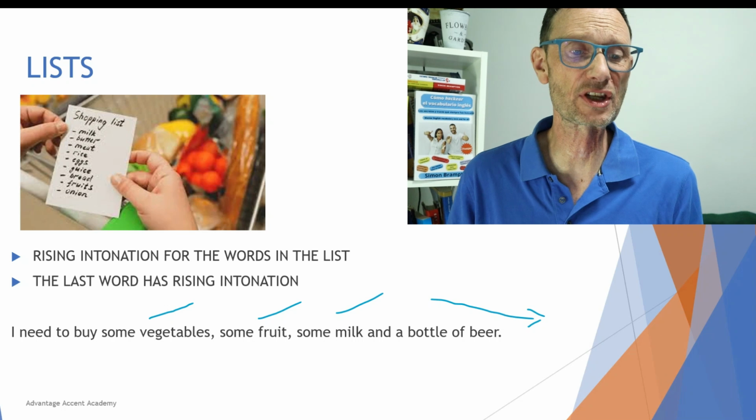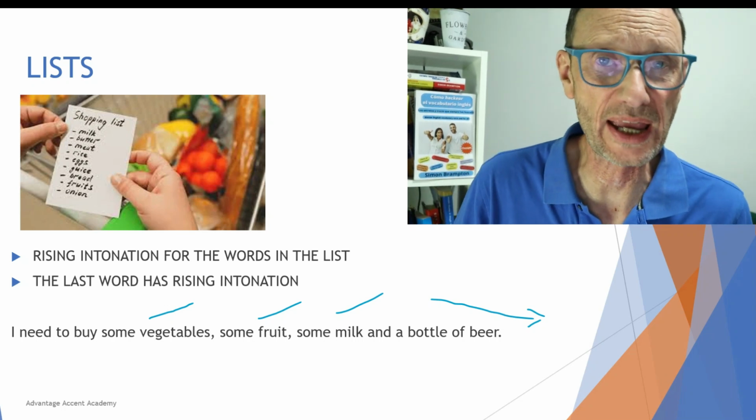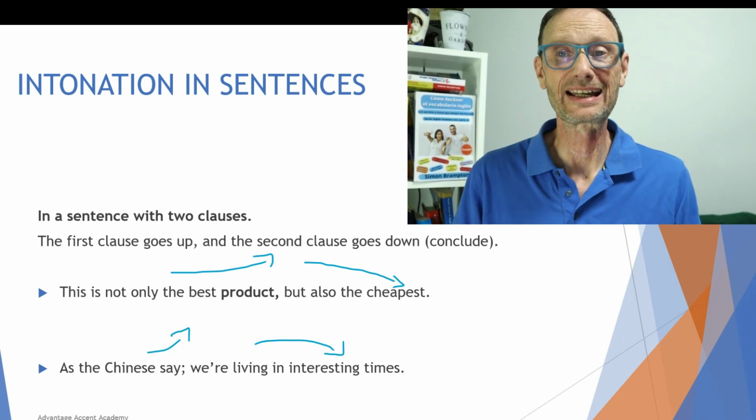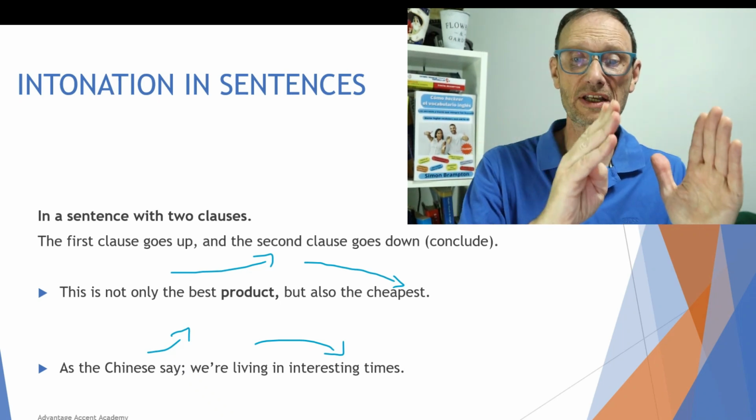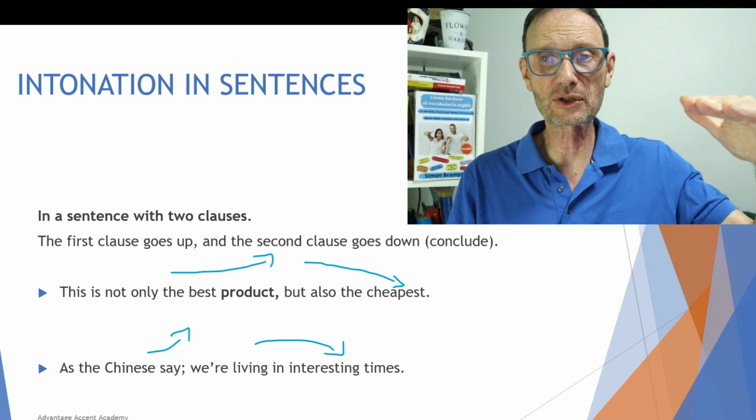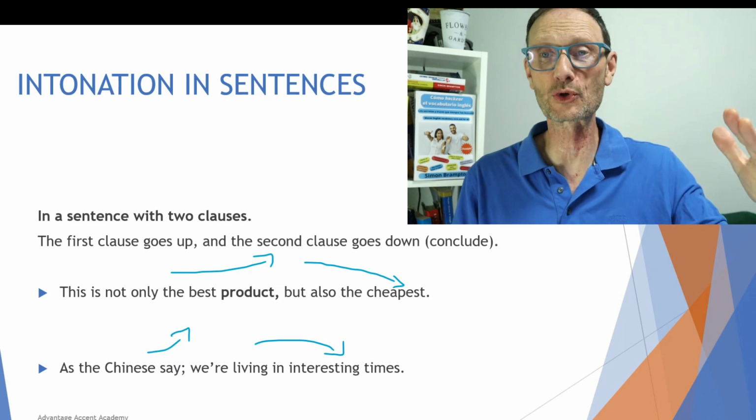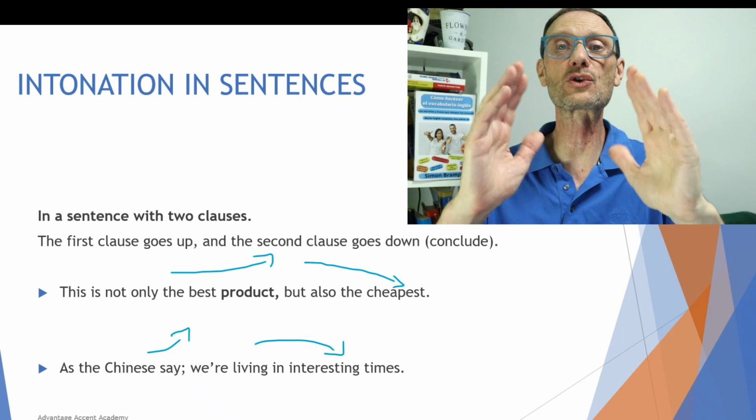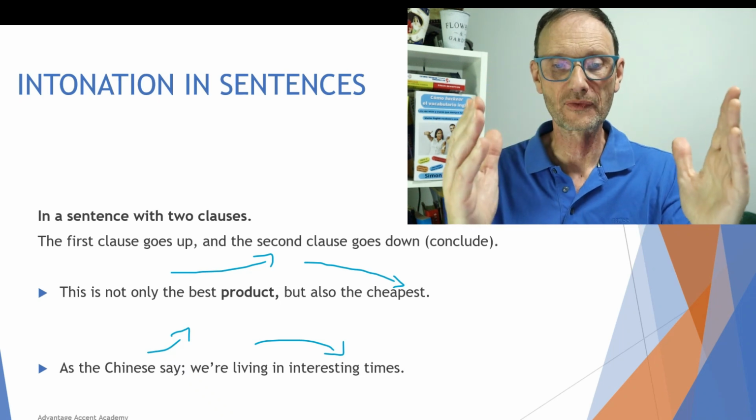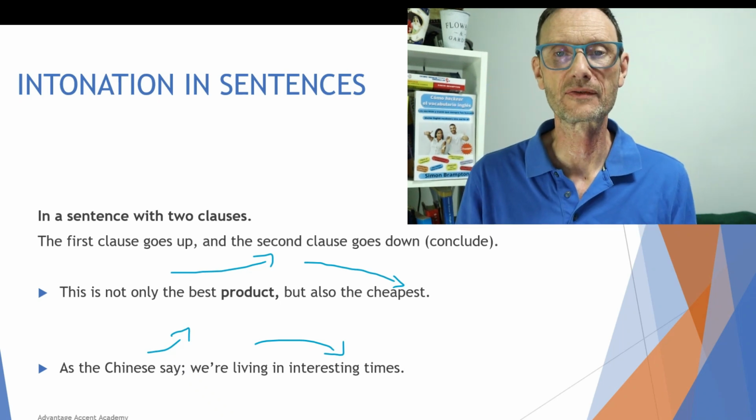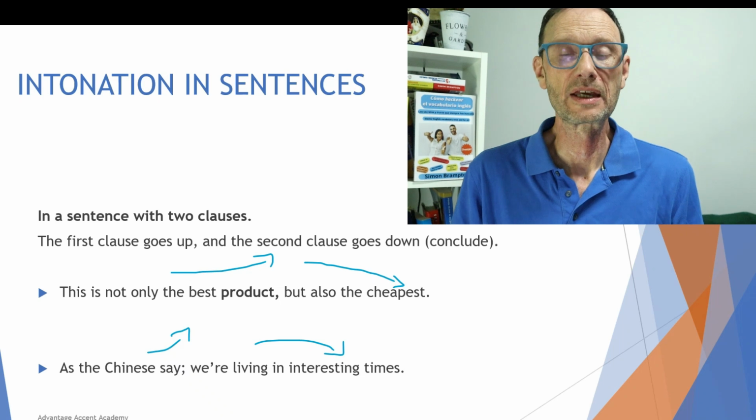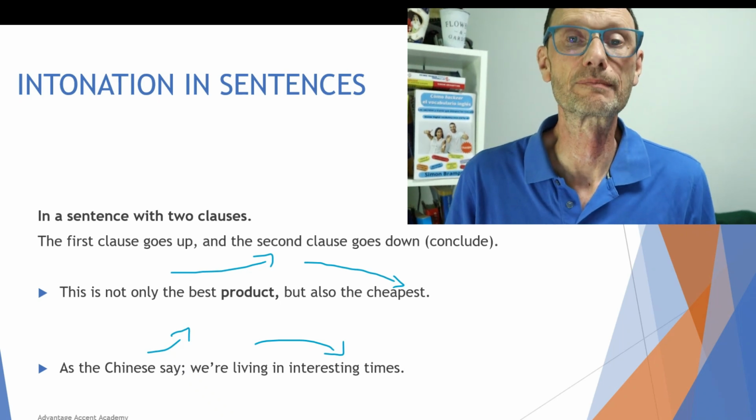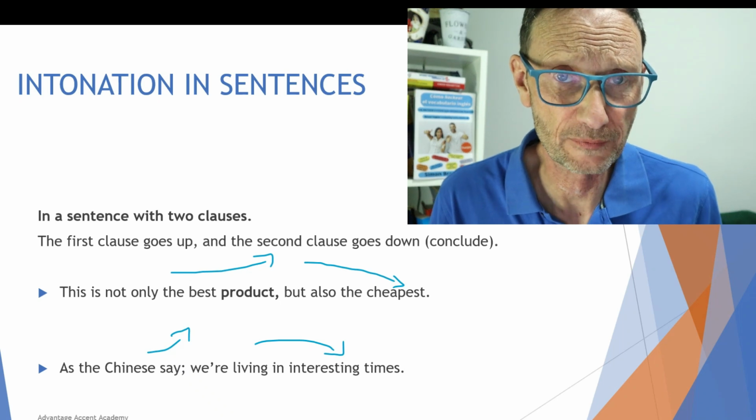So let's look at intonation in sentences where we have two clauses. Again, this is very, very important, and it also relates to what I said before. So the first clause goes up and the second one goes down and concludes the complete phrase. So, this is not only the best product, but also the cheapest.